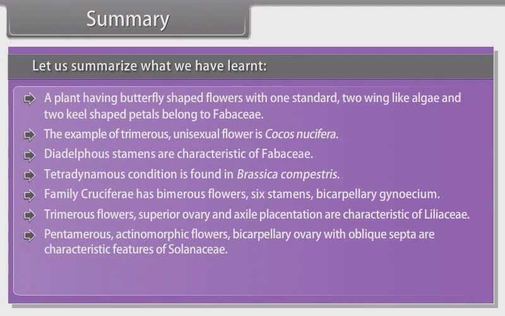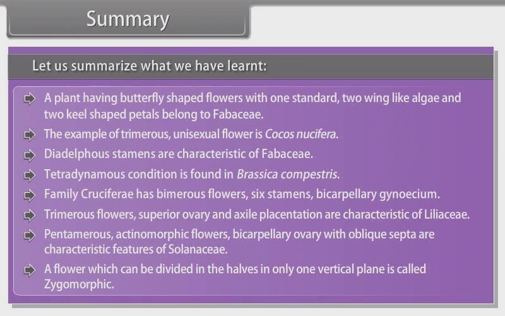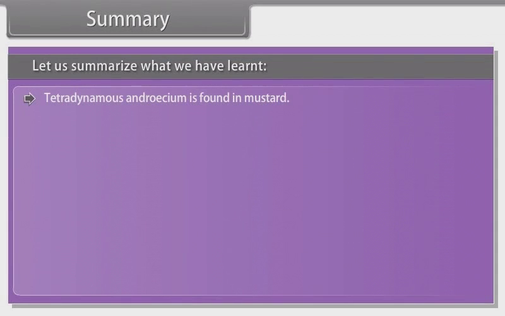Pentamerous, actinomorphic flowers and a bicarpellary ovary with oblique septa are characteristic features of Solanaceae. A flower which can be divided into halves in only one vertical plane is called zygomorphic. Tetradynamous androecium is found in mustard. Synandrous condition is the fusion of both filaments and anthers.